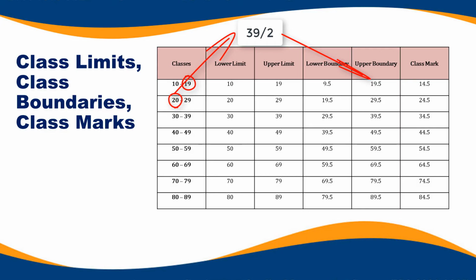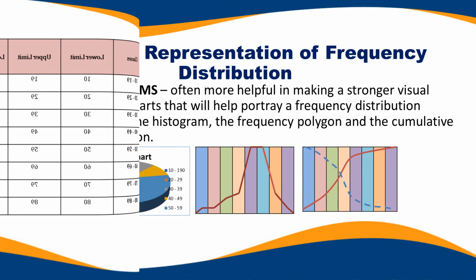So, the upper boundary of the 10 to 19 class is 19.5 and the lower boundary of the interval of 20 to 29 is also 19.5. So, ito yung pagitan ng dalawang class intervals or dalawang classes.